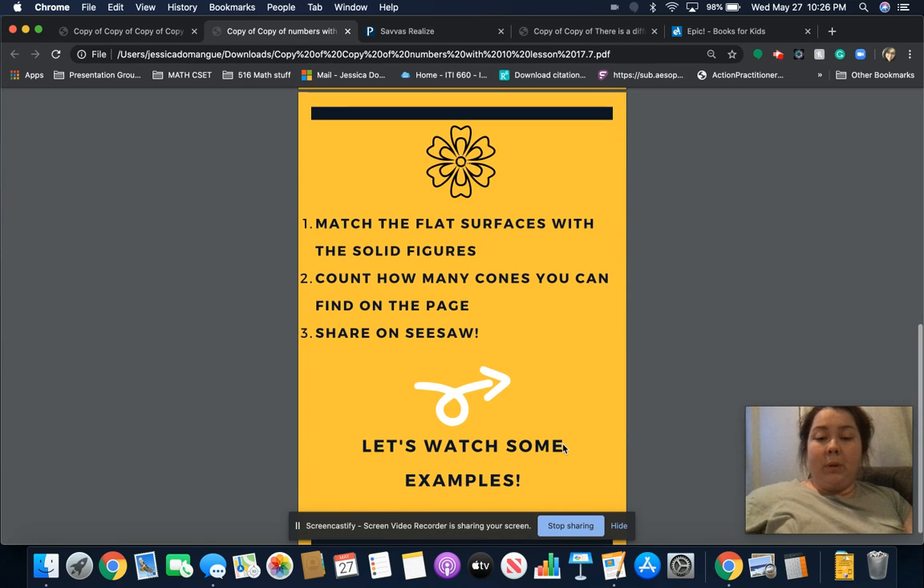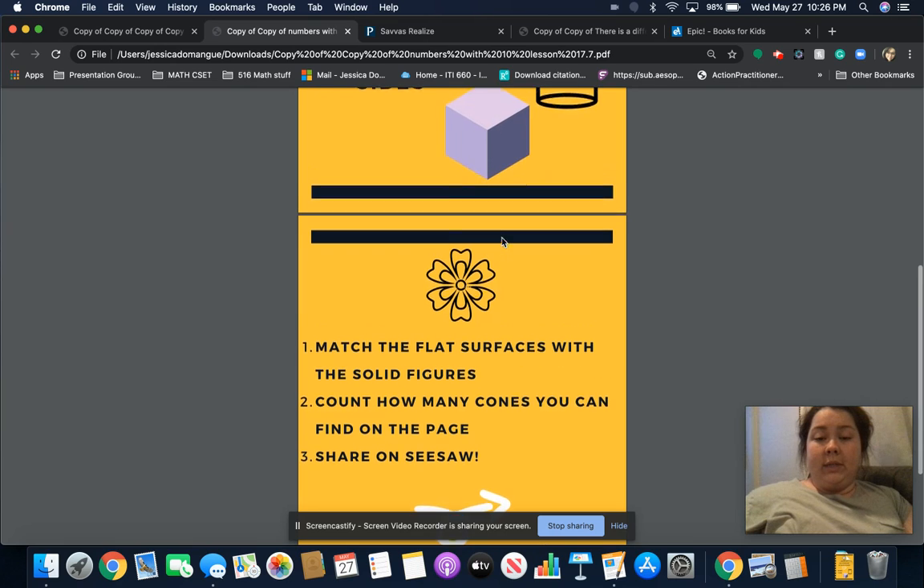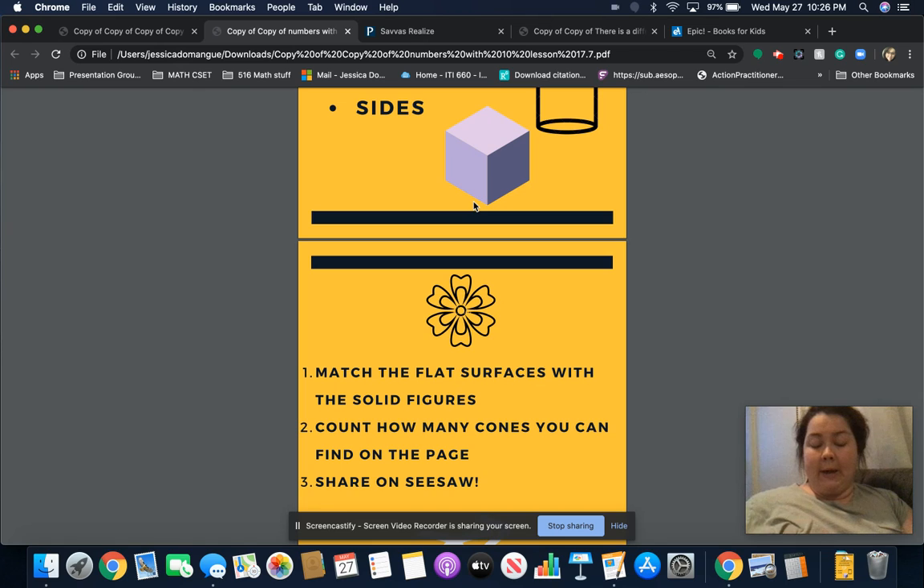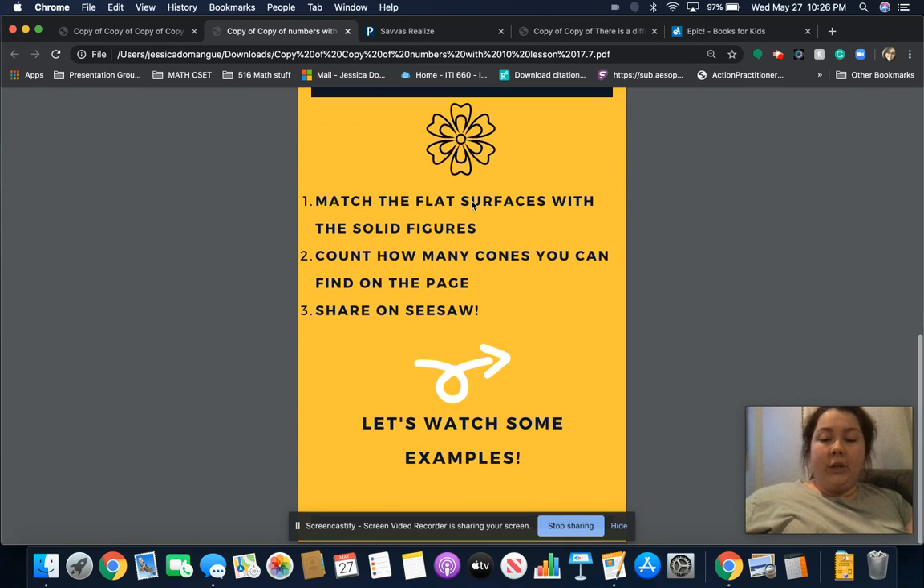So, scholars, in your black workbook for lesson 14.7, you're going to match the flat surface with the solid figure. So when you see a square, you know, oh, it can go with the cube. You're going to say, this shape can go with this flat surface. Okay. And then just as a little extra treasure hunt for you to do, I want you to look on your workbook page and count how many cones you can find on the page. Now, a cone is kind of like what we talked about yesterday with Mrs. Chin during our scavenger hunt.